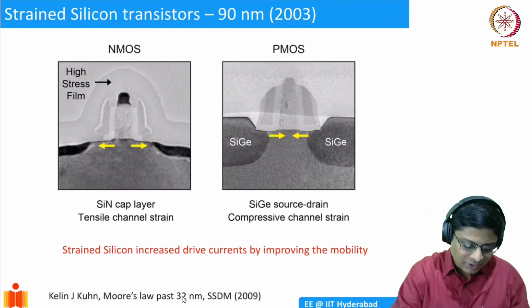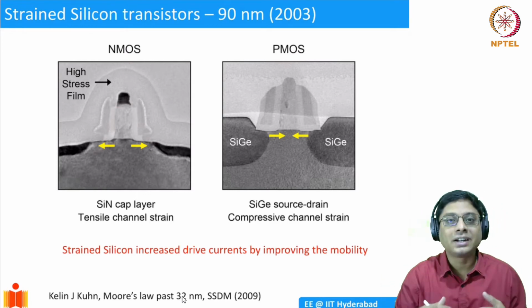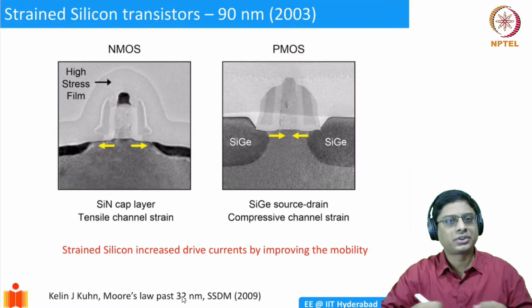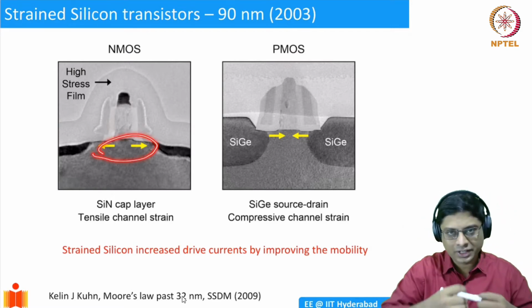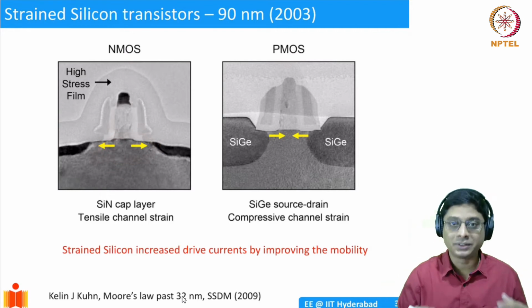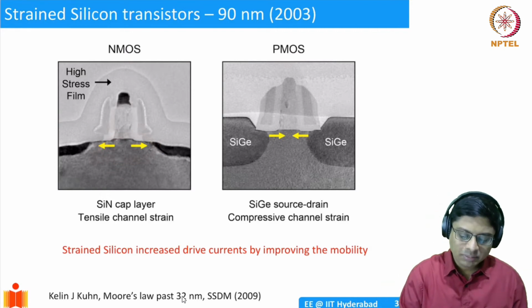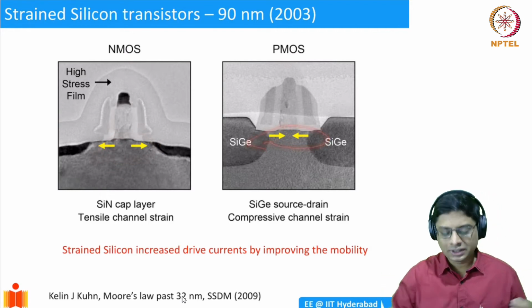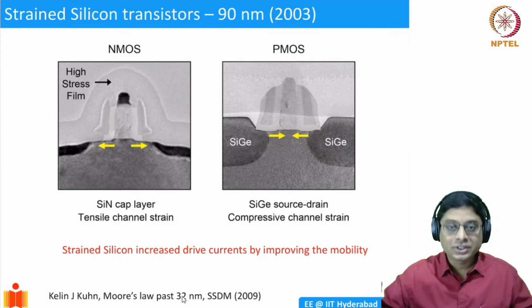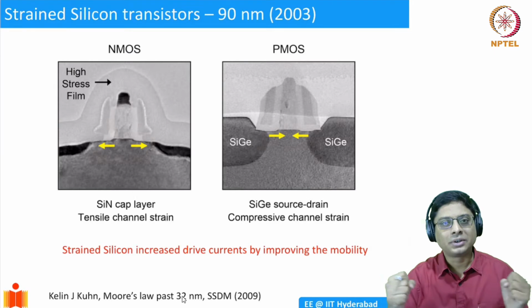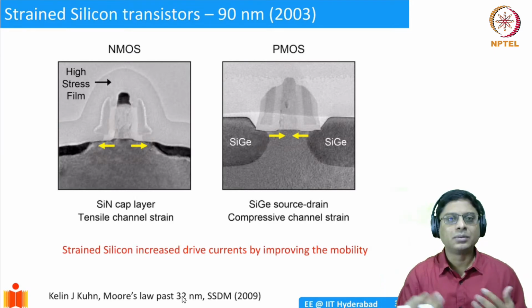They essentially deposited a silicon nitride capping film on top of the transistor, which caused the transistor to stretch a little bit, and that's why we show that the NMOS transistor was actually having a strain which is stretched. The mobility was increased by that. And similarly, in the PMOS transistor, they introduced silicon germanium source strains, which was actually causing the channel to get compressed, and that would increase the mobility gain.